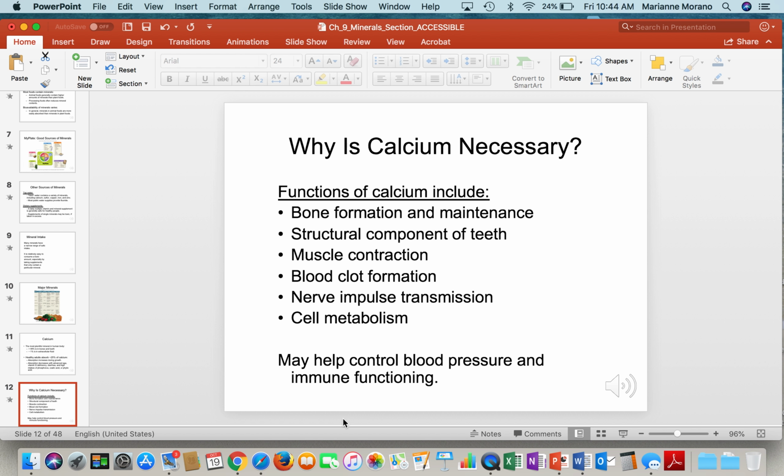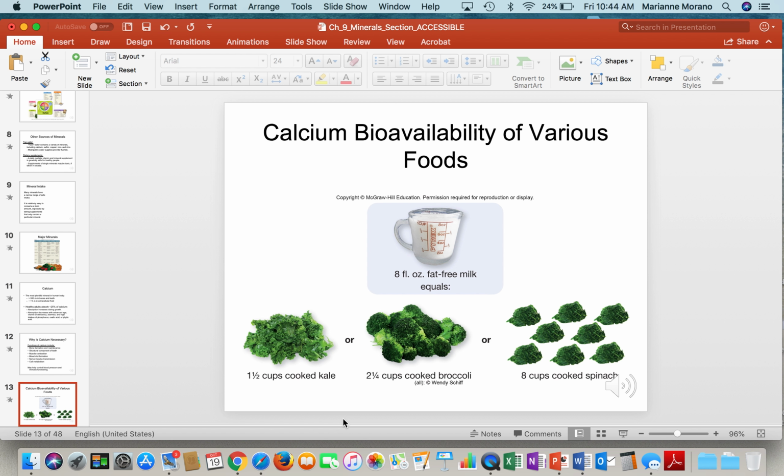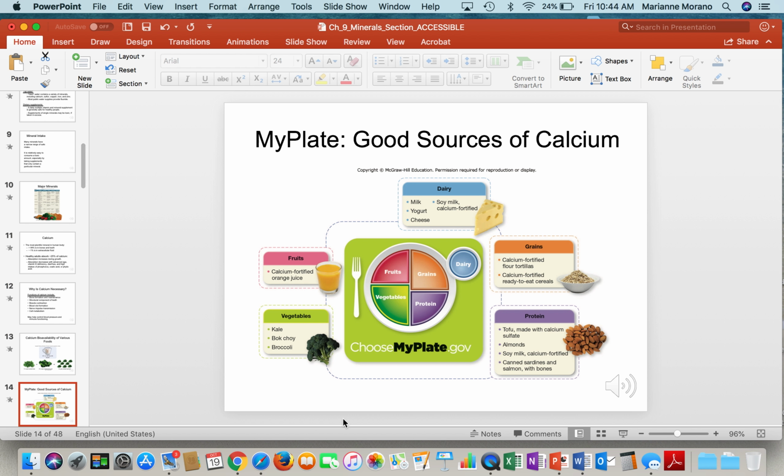It's very important for bone formation, for the components of your teeth, even for muscular contraction, clotting blood, cell metabolism, and it may help control blood pressure and your immunity. So calcium is an extremely important mineral. Of course, milk is the first thing we think of, but we can find it in the green leafy vegetables such as spinach and kale, and also in the cruciferous vegetables such as broccoli.